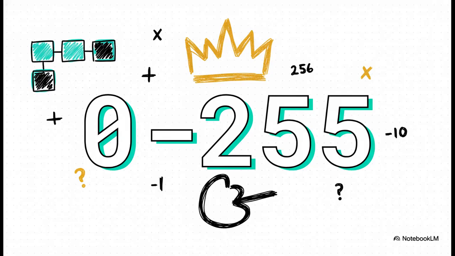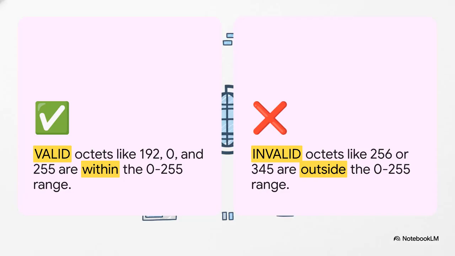Okay, lean in, because this is the golden rule. If you remember just one thing from this, make it this. Each of those 4 numbers must be a number between 0 and 255. Not higher, not lower. That's it. That's the entire range. So let's do a quick check.